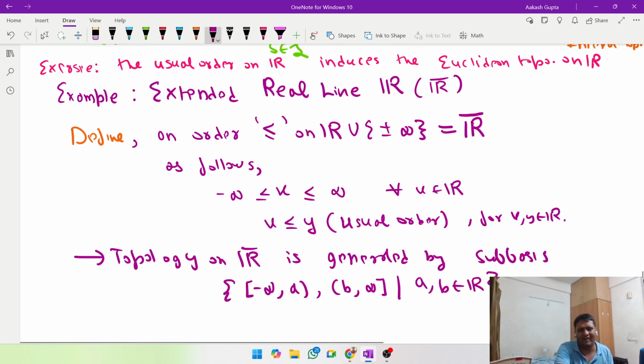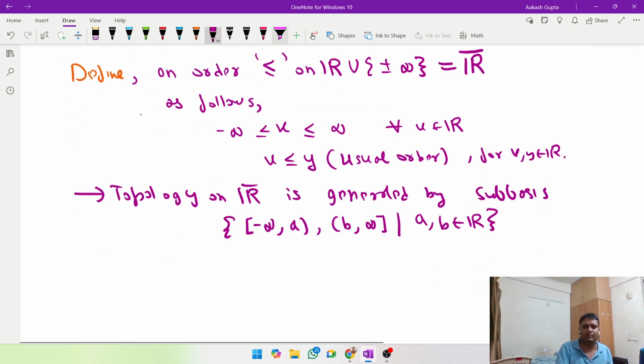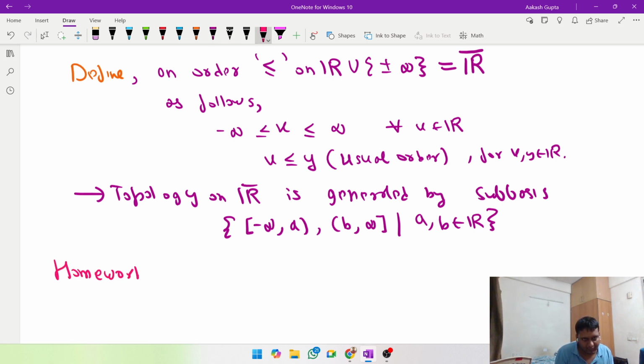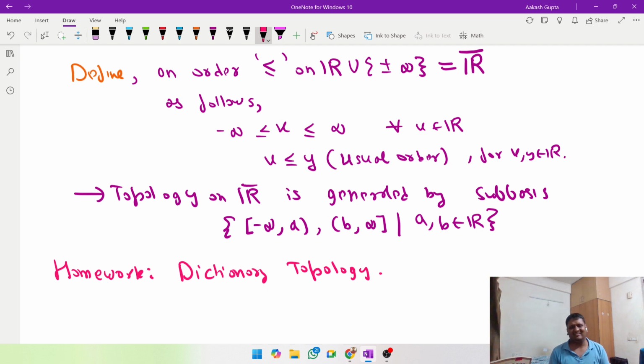There is one more topology I want you to explore. So, homework: explore this dictionary topology. You will have various sources to read this. You can take Munkres' Topology, or any other standard textbook on topology. Just read about it, say on R squared.